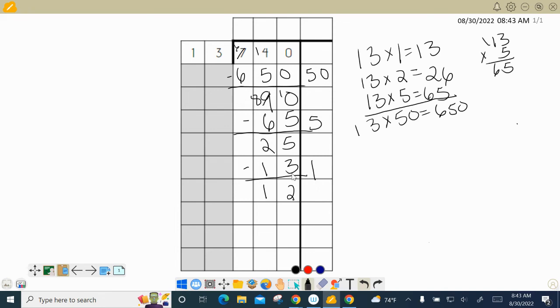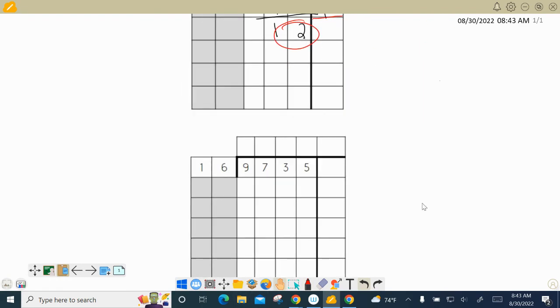That was pretty fast. Let's take a break and look back at that. I'm going to underline my friendly numbers. So my friendly number was 50 to get 650, 5 to get 65, and 1 to get 13. So 50 plus 5 is 55, plus 1 is 56, and 12 is my remainder. Looks good, looks good. Let's go ahead and look at the next problem.